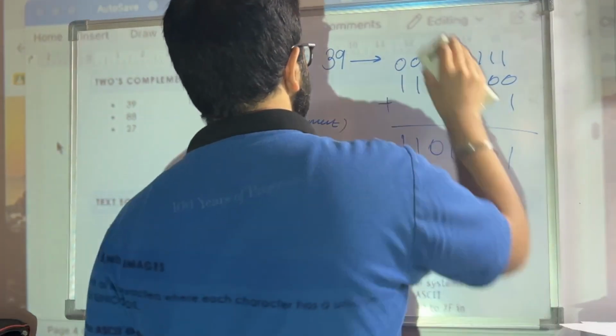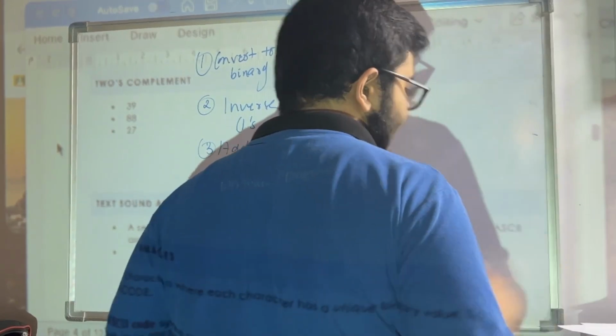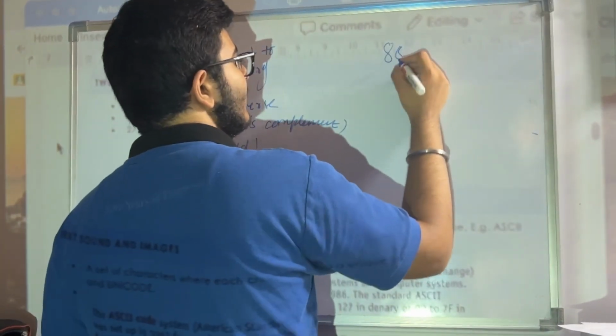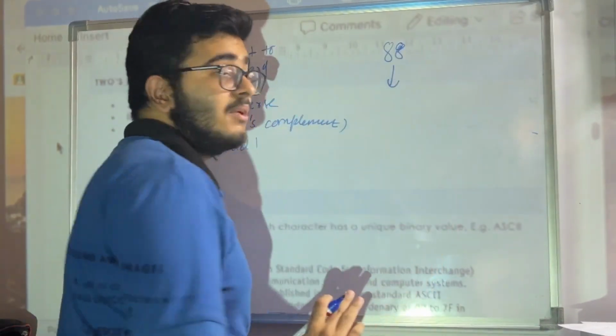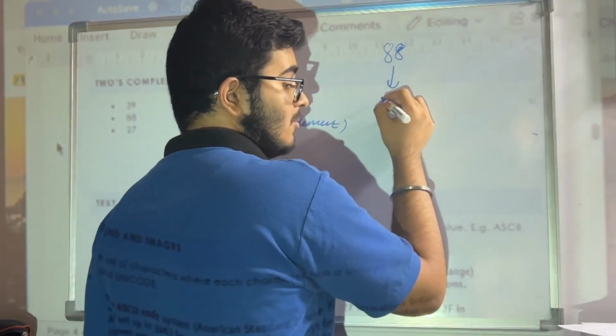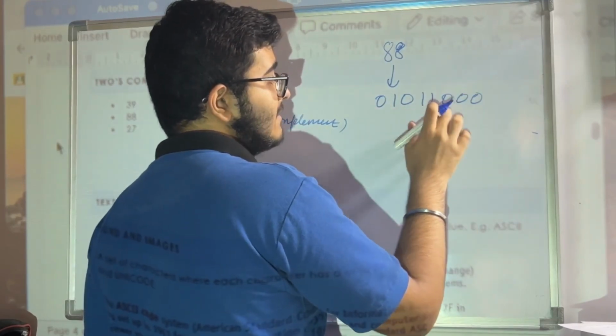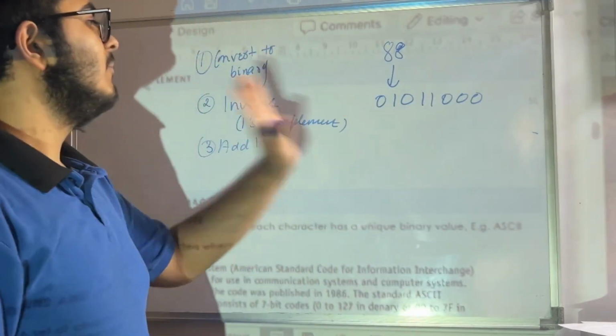Let's do another example. Another number I have is 88. This is a denary number. I convert it to binary. Pause the video, convert it to binary yourself. I'm not going to show it. So when you convert it to binary, the number is going to be 0, 1, 0, 1, 1, 0, 0, 0. 1, 2, 3, 4, 5, 6, 7, 8, right? This is my binary number.